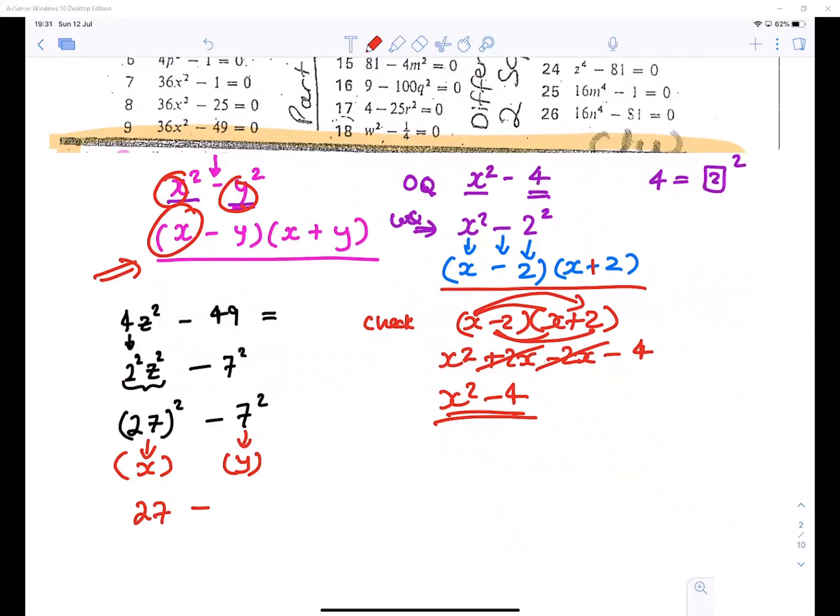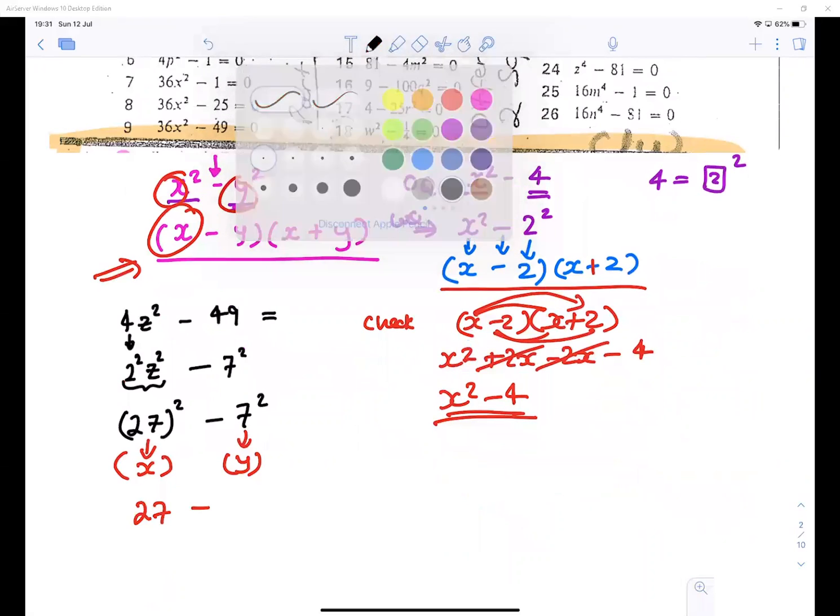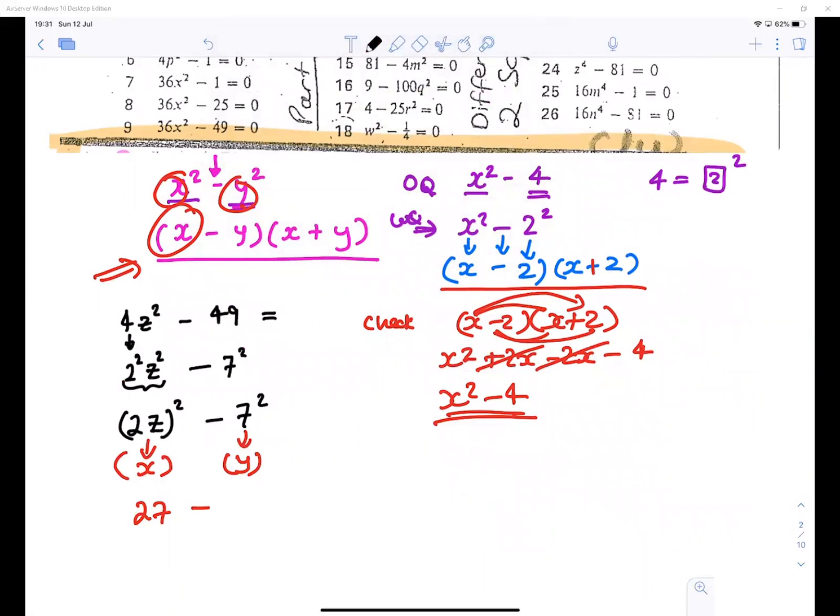27 minus, sorry, not 27. That's a z. That's supposed to be a z, sorry about that. 2z, let's write that better, minus y. Write it out again exactly the same, but change the minus into a plus, and we finish that question.